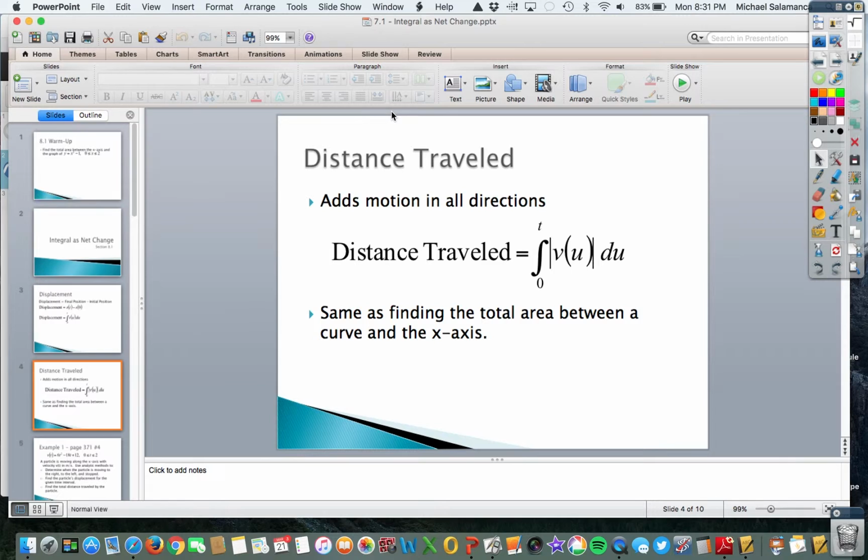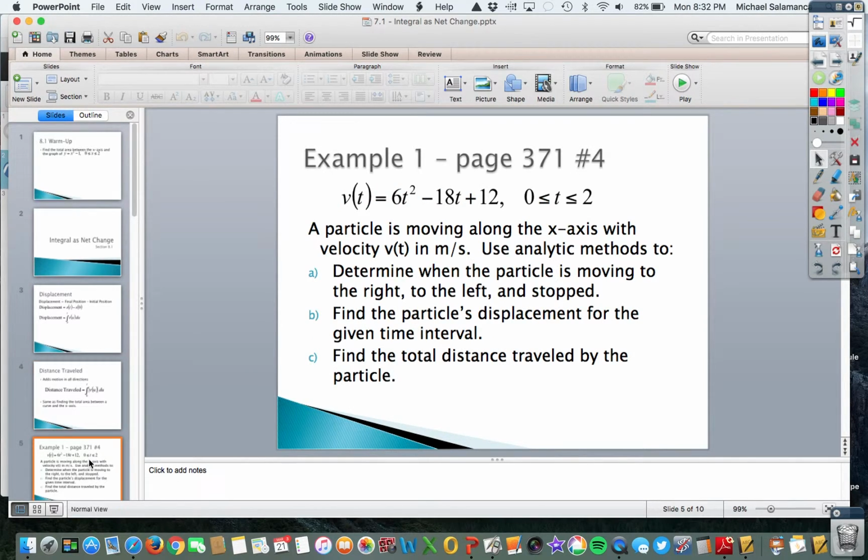So now when we're trying to find the distance traveled, we want to add the motion in all directions. Now to do that, just like when we found the total area, the distance traveled is equal to the integral from 0 to t of the absolute value of v of u du. So this is the same as finding the total area between a curve and the x-axis, just like we did in the warm-up. Now, let's look at this problem together.